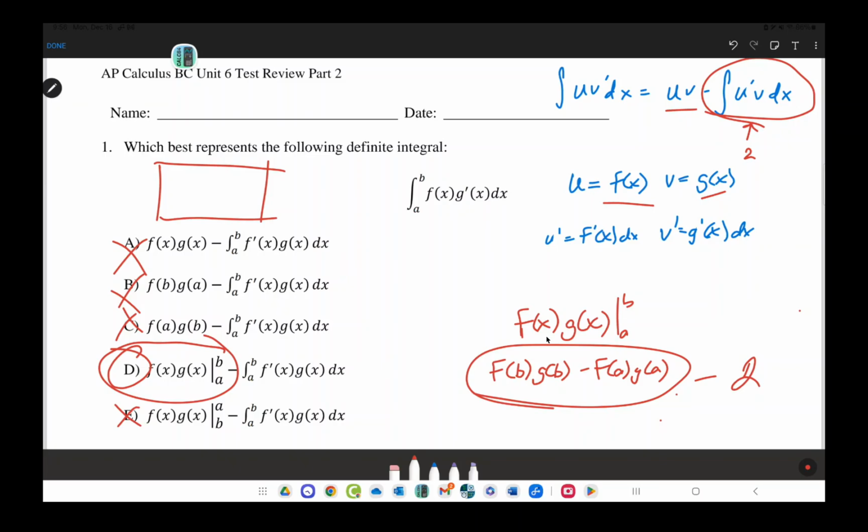So yeah, that's the difference. It'll be in the question on the test. Here, I just wanted to make sure you know how to get to this point.